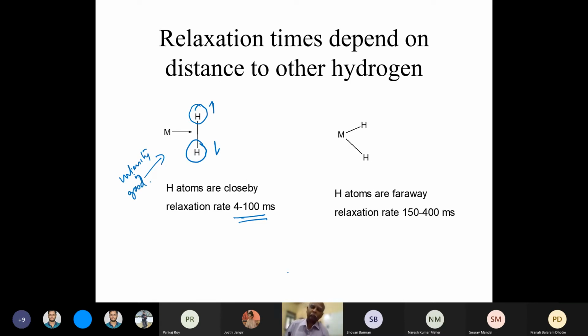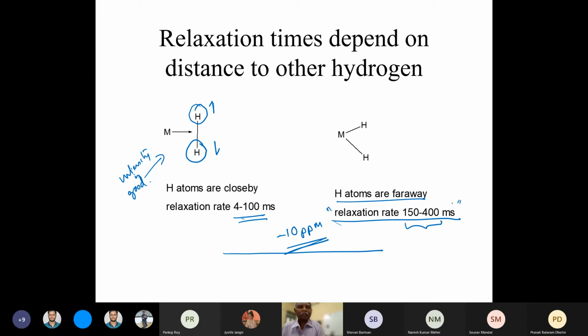If there is nothing to relax the proton, then the signal intensity will go down. When hydrogen atoms are far away, then the relaxation rate becomes 150 to 400 milliseconds. Because the signal intensity varies as a function of the relaxation time, you can plot the intensity of the signal as a function of the delay time. And then you can find out what exactly is the relaxation time for the hydrogen that is being measured. So if you have a signal at minus 10 ppm, you can monitor the signal as a function of the delay time that you have in the NMR spectrometer and find out the relaxation rate.